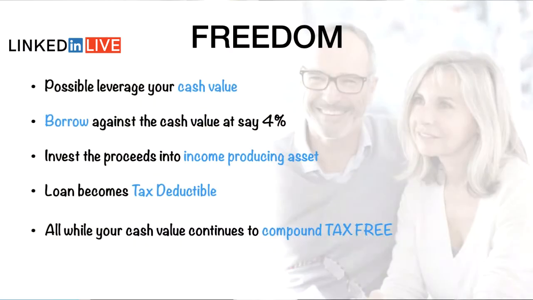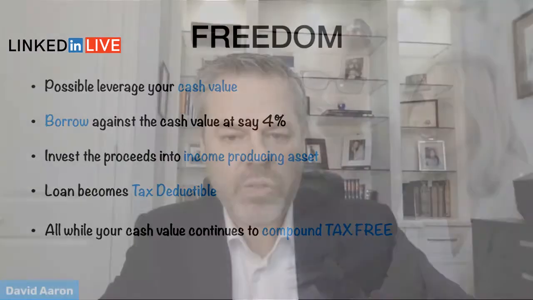Let's look at that. In a life insurance policy, you have the possibility to leverage the cash value. You can actually have a bank use it as collateral and borrow against that. So let's say you went to a bank and you got a loan at 4% against your cash value. Imagine you go to the bank and say, I've got 300,000, or 500,000, whatever number that is, in cash in your policy.